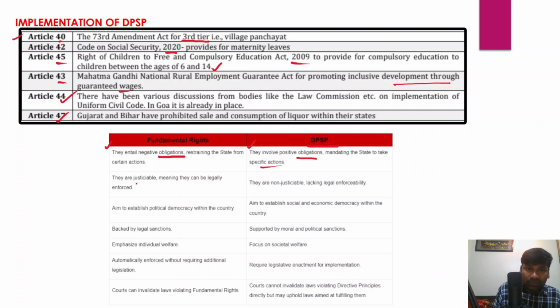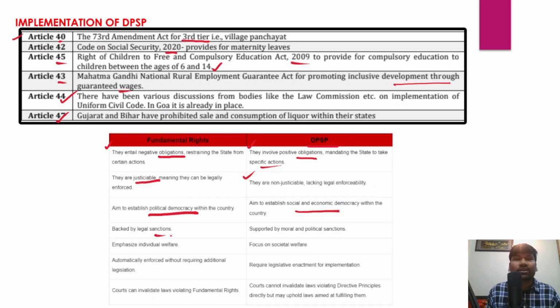So secondly, fundamental rights, we have already discussed, are justiciable in nature and they can be legally enforced. And if you feel that any of your fundamental rights are violated, you could directly approach either the Supreme Court or the High Court. But on the other hand, the directive principles of state policy are non-justiciable in nature, and in fact the fundamental rights aim to establish political democracy, and the directive principles of state policy aim to establish social and economic democracy within the country.